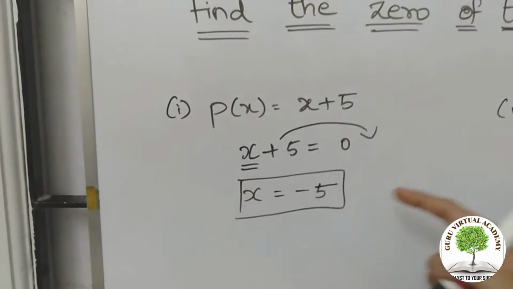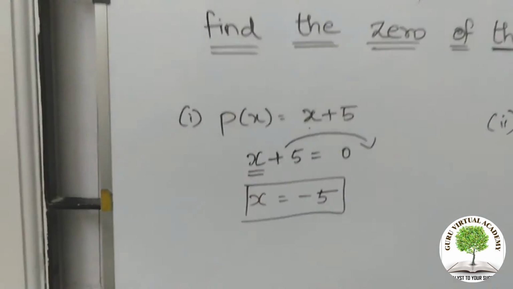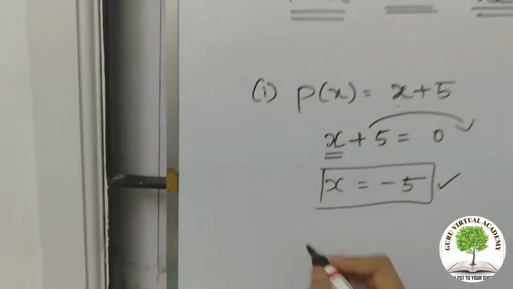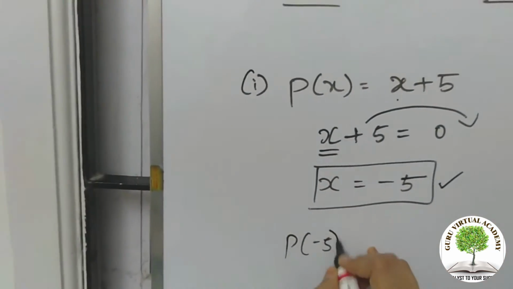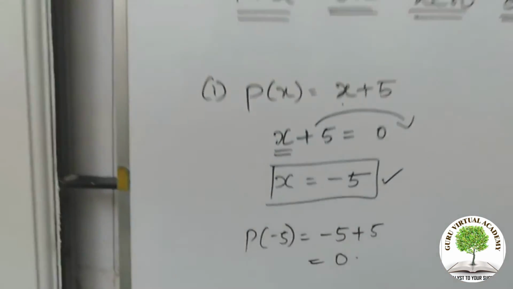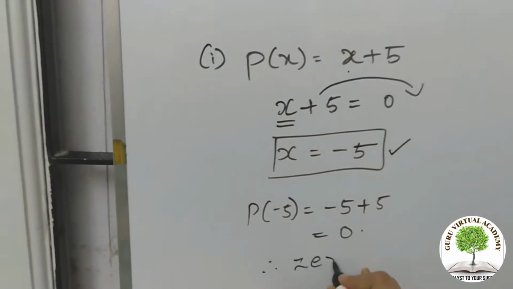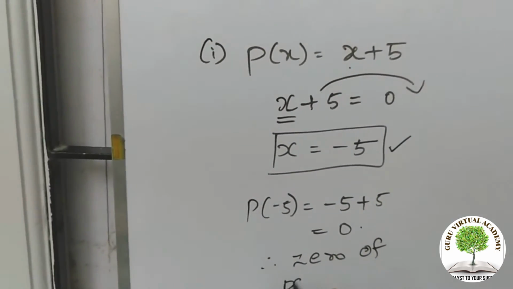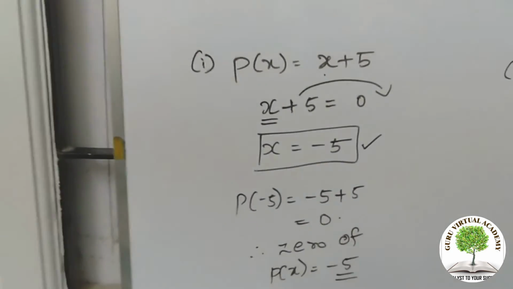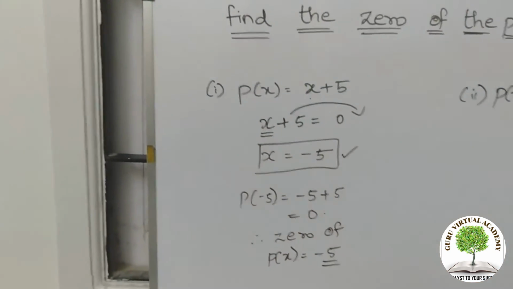So now you have to substitute this in the place of x, and if you get the answer to be 0, then yes, this is the 0 of the polynomial. So now let us check. So P of minus 5 is equal to minus 5 plus 5. So answer is 0. So yes, what we have got is right. Therefore 0 of P of x, that is the polynomial, is minus 5. So this is our answer, and this is how we solve and find the 0 of the polynomial.